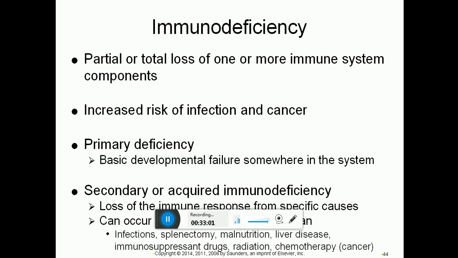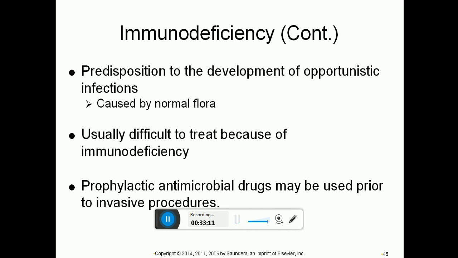In chronic liver diseases, chronic renal diseases, if patients are taking radiotherapy or chemotherapy, all of these are immunocompromised patients. And again, they are very prone to get severe infections and cancers, and they can even get opportunistic infections caused by their own normal flora. It's usually difficult to treat because the immune system isn't responding. You'd have to give them prophylactic, wide, broad spectrum antibiotics before even routine procedures.